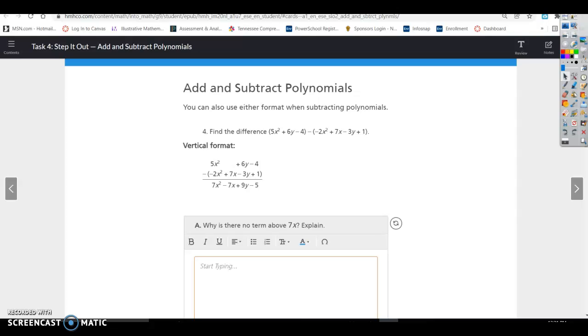Lesson 16.1, Task 4. Add and subtract polynomials. You can also use either format when subtracting polynomials.